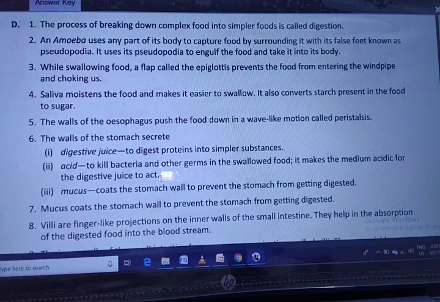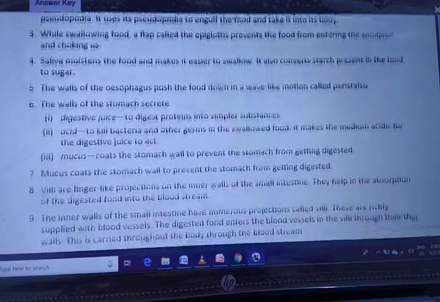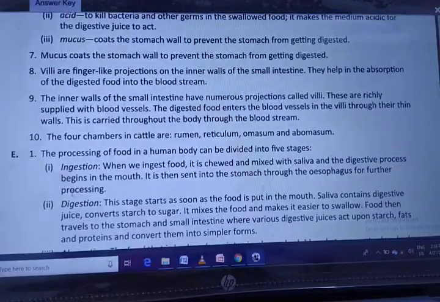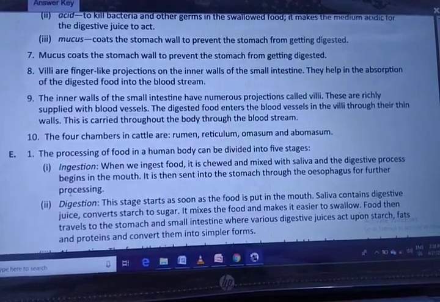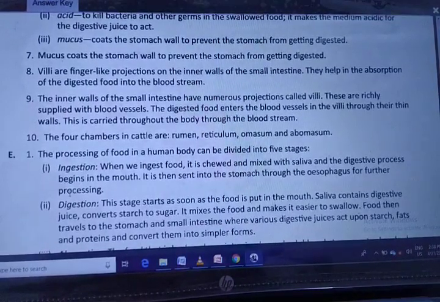Question number 8. What are villi? Have you heard the word villi? Villi are finger-like projections on the inner wall of the small intestine. They help in the absorption of the digested food into the bloodstream.